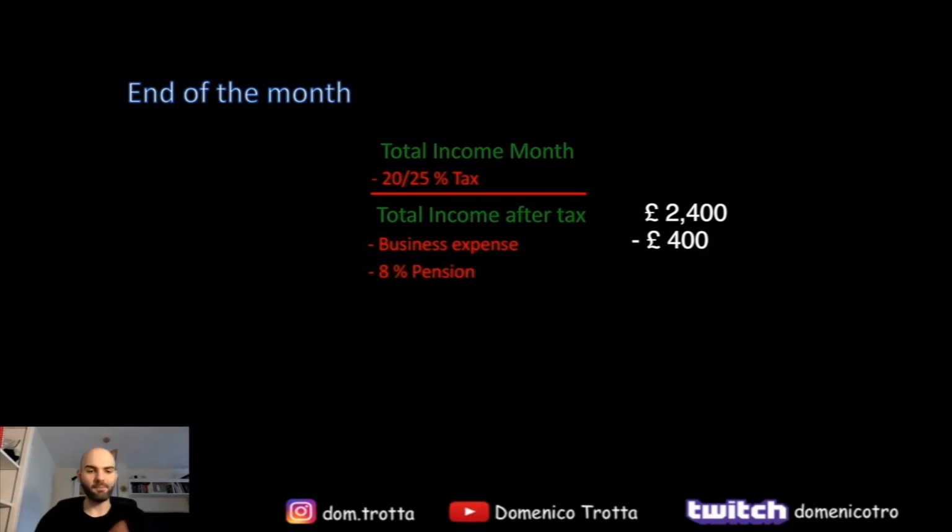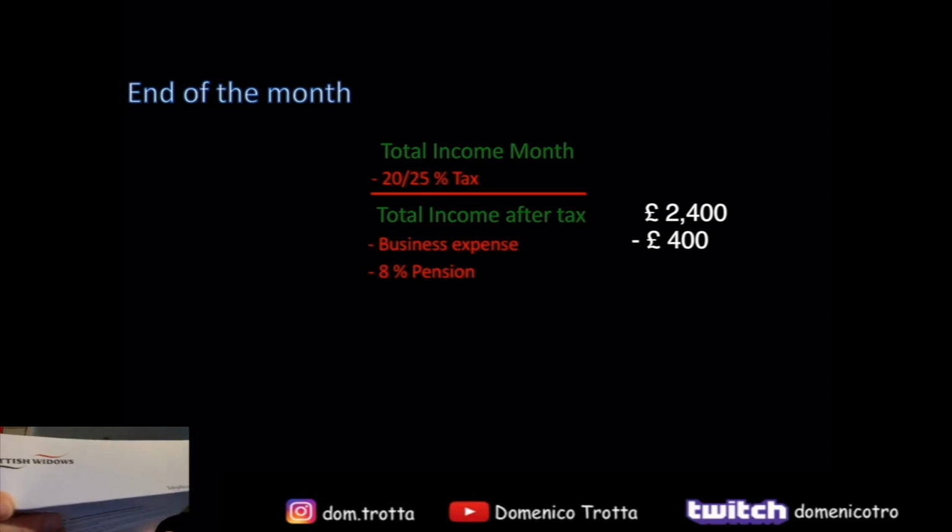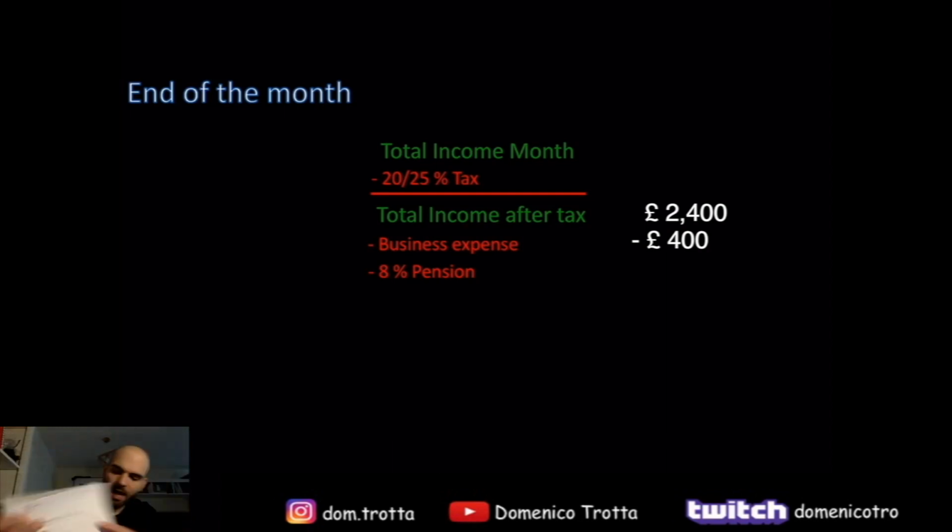So the next step is pension. What I normally do, I open a pension account, just because it's always good to have a pension. This is a private pension, and I don't know if you can see here, it's called Scottish Windows. They offer a good plan, especially if you're a freelancer.